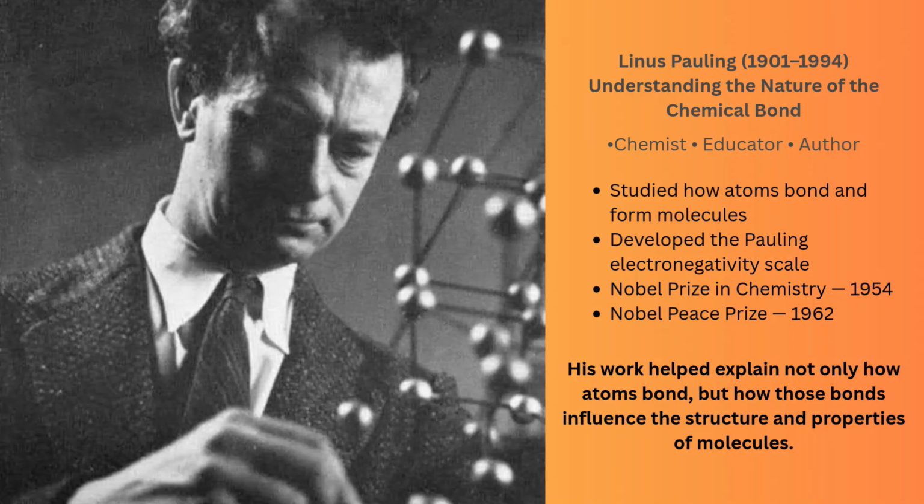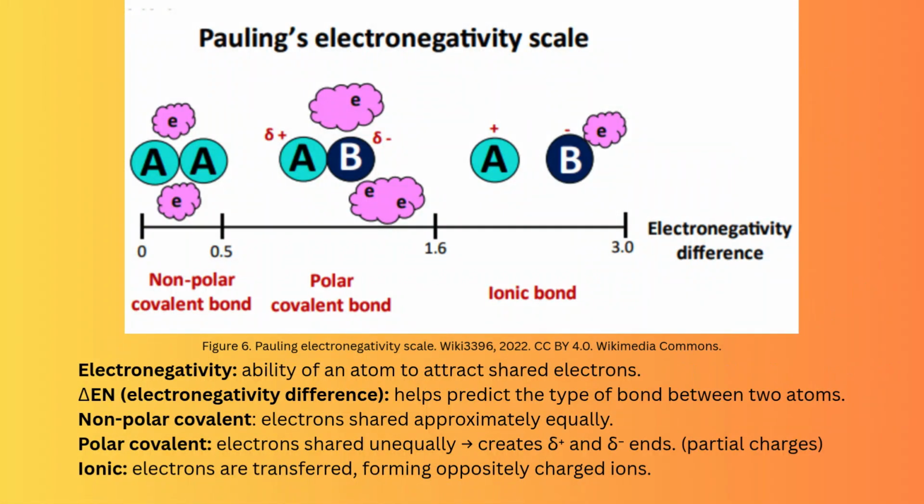One of the most useful ideas to come from this work is that electrons aren't always shared equally between bonded atoms. This diagram shows how electronegativity difference can be used in practice. As the difference between two atoms increases, the type of bond can range from nonpolar covalent to polar covalent and eventually ionic. The partial charges shown here result from electrons being pulled more strongly toward one atom.